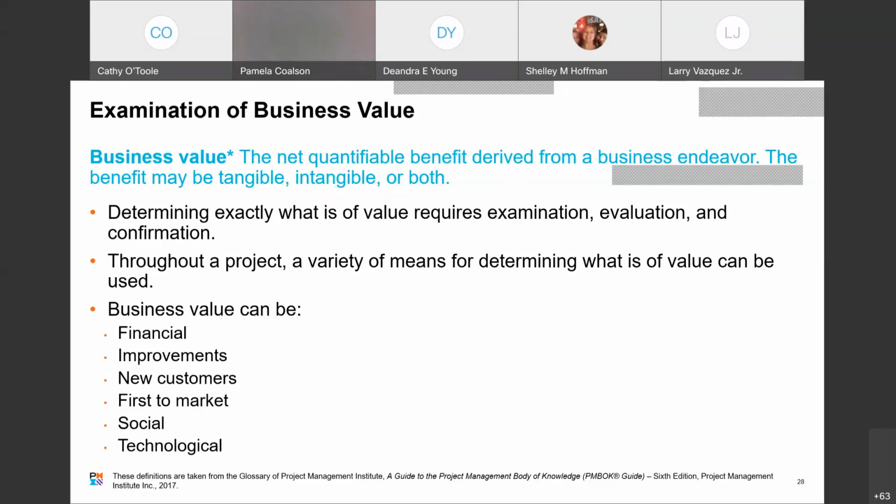It could be a social business value that everybody out there socially values this item. Or it can be a technological value, like it automates a process so you don't have to do it in 10 hours. It's done in 30 seconds.